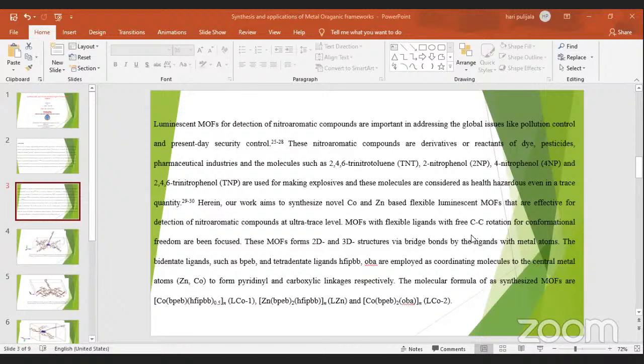Ligands with free carbon-carbon rotation for conformational freedom are the focus. Here I have synthesized three metal organic frameworks using the flexible ligands BPEB and HFI-PBB, and the OBA ligand, that is oxybenzoic acid, by a novel synthesis method.